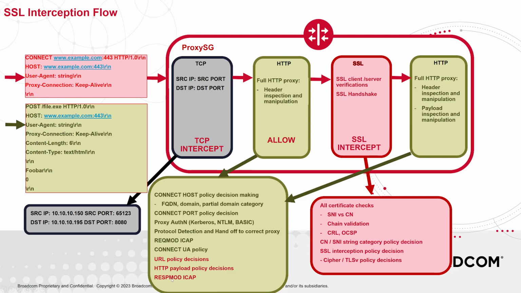We also at this point do the RESPMOD ICAP scan if we want to. We can go to CAS for AV scan. This is where we can do file type control policy, sandboxing, and so on. We can do web isolation at this point, right? All the HTTP level stuff happens at this point. URL filtering and URL categorization, all that.